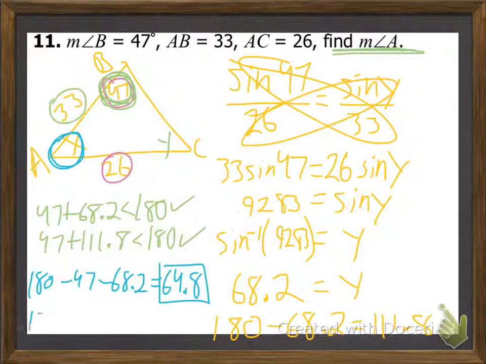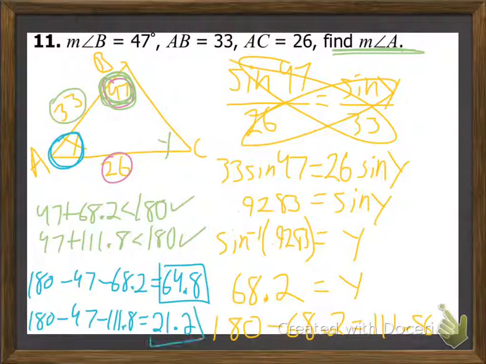Now do it again. 180 minus 47 minus 111.8. Once again, subtract. And when you do that, you're going to get 21.2. Both of these are your final answers.